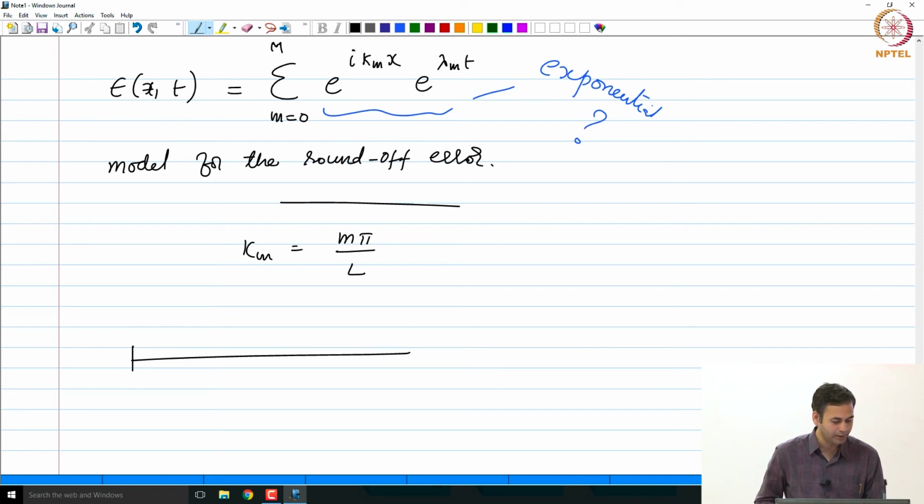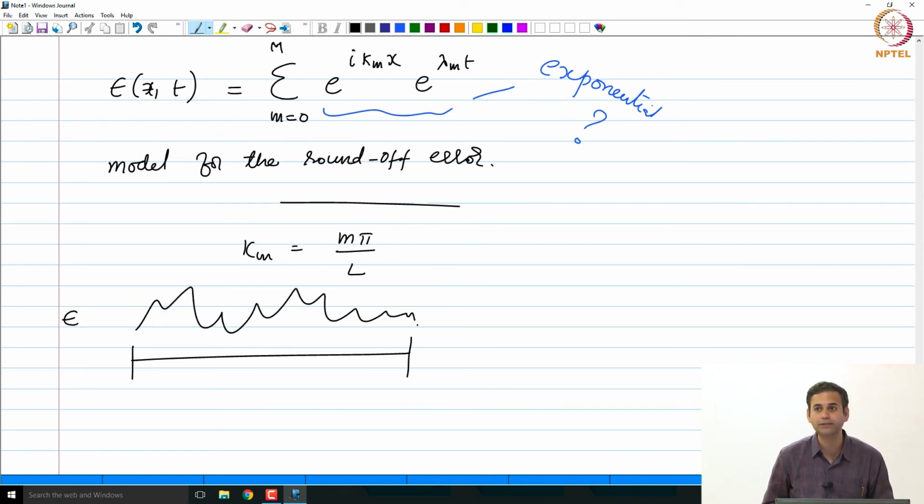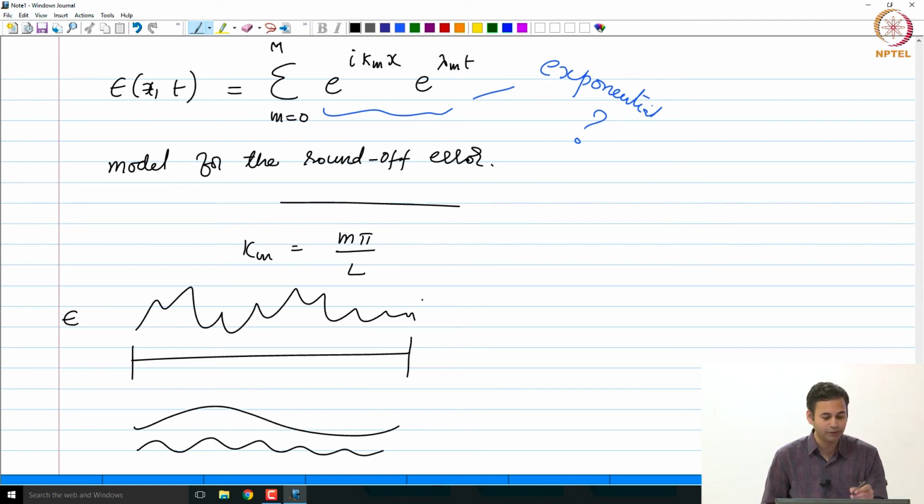That means, what we are essentially trying to say is, let us say this is my domain L. If I have some epsilon, this is a round off error, I would say my round off error is something like this in the computer I am using. Now, we are modeling this round off error using a set of cosines and sines, essentially using a Fourier expansion. Is that correct? We have several waves and we are modeling it as a linear combination of all of these things.